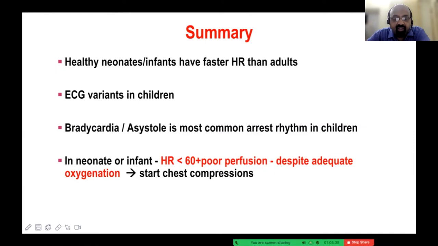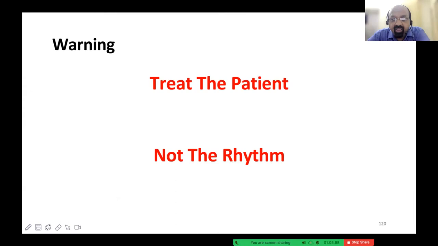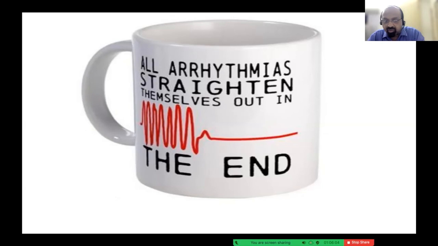Always remember again, if the heart rate is less than 60 with poor perfusion despite adequate oxygenation, you have to start chest compression. And look at the hemodynamic stability of the child in any tachyarrhythmia or abnormal rhythm. Treat the patient and not the rhythm. I'll stop here and hand over to Shanu to continue on newborn resuscitation.